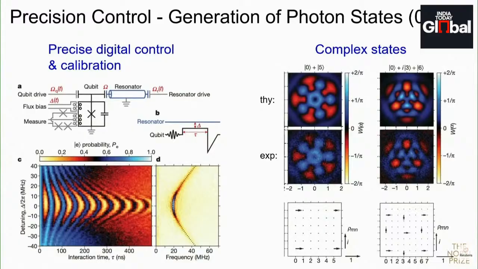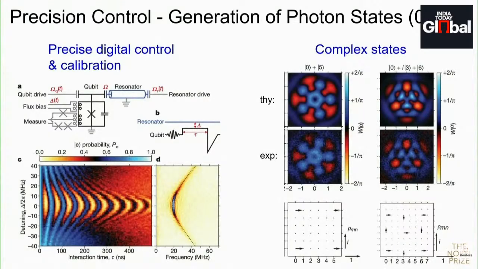And what's very nice here is we're able to generate these very complex states. For example, 0 plus 5 or 0 plus i3 plus 6. And we do this using the very beautiful protocol of Law and Eberly. But basically, by doing these two calibrations, but now doing a series of 10 or 12 pulses that interact everything together, from a simple calibration, we could then create a much more complicated state.